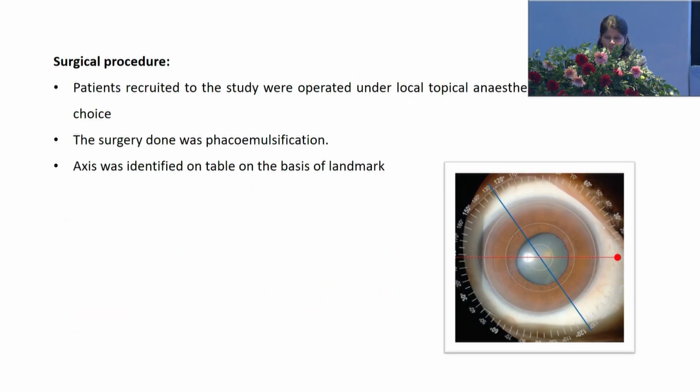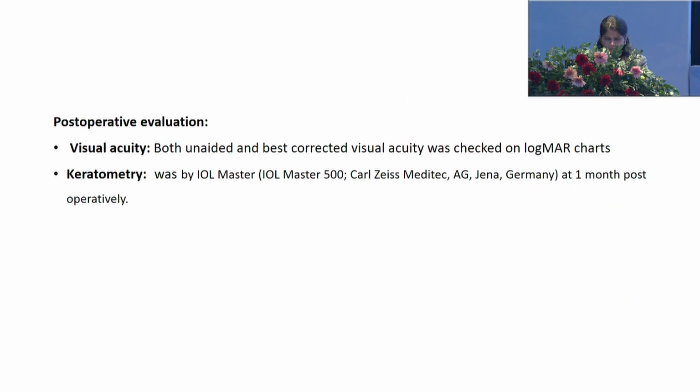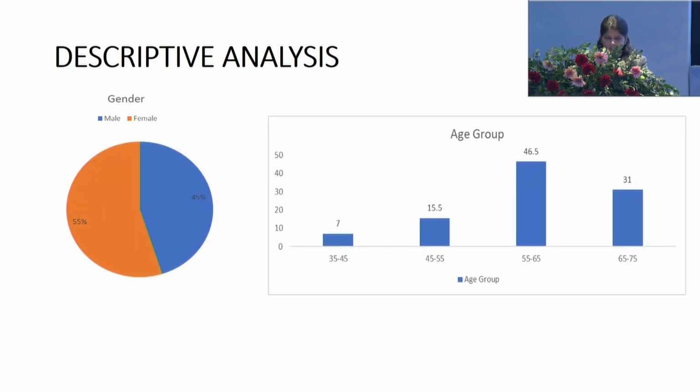The surgical procedure: the patient was operated under topical anesthesia. The surgery was phacoemulsification. The axis was identified on the table. Post-operatively, both unaided and best corrected visual acuity were checked on logMAR charts, and keratometry was done on IOL Master at 1 month post-operatively.